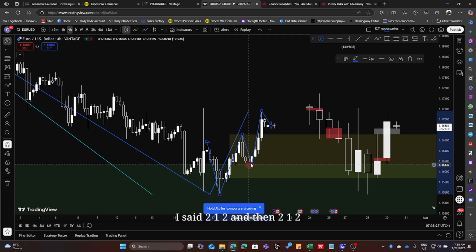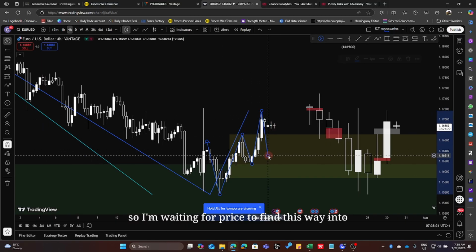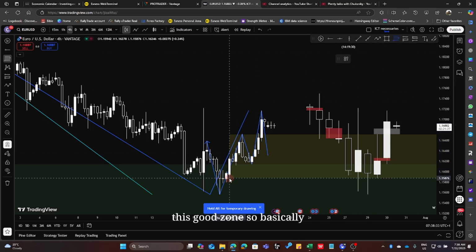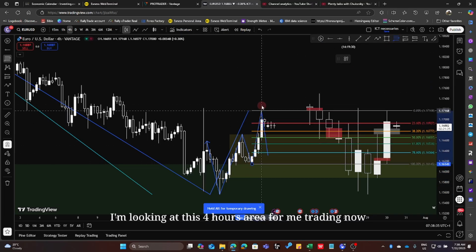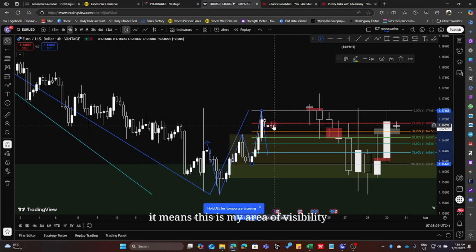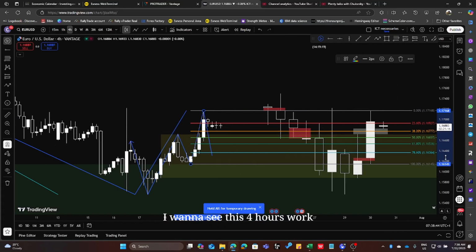I said 2, 1, 2, and then 2, 1, 2. So I'm waiting for price to find its way into this good zone. Basically, I'm looking at this 4 hours area. For me, trading now, this is my area of visibility. This is where I want to see this 4 hours work.